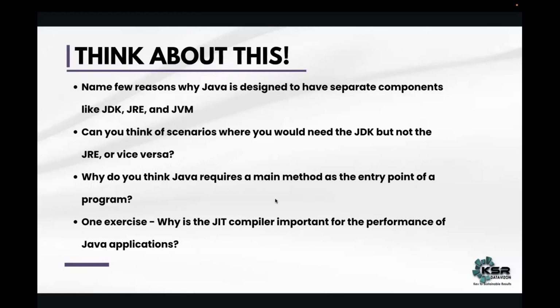Some languages don't have a main method, like Python. You can just run a Python file without a main method. It will execute whatever is there in that file. Similarly, some languages might have some other entry point. So it depends on the language, but Java prefers the main method because it makes execution easy, and it makes your life easy for understanding as well.